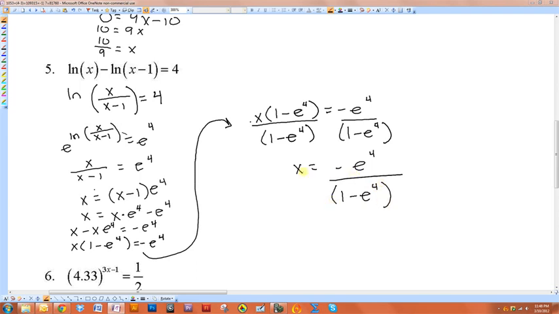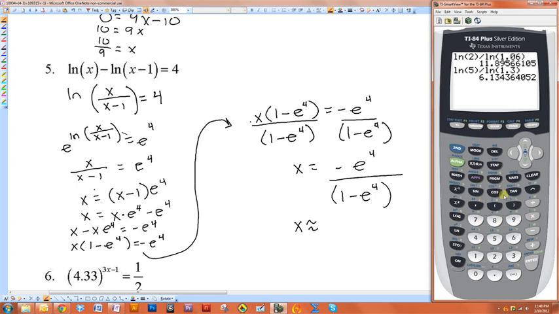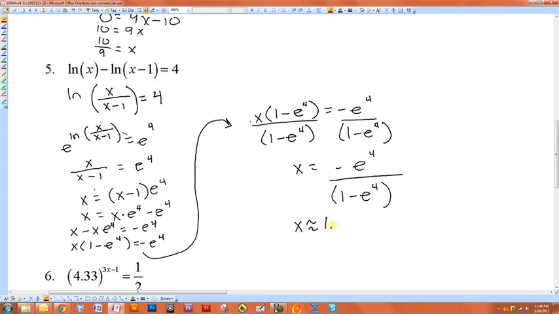Now if you want to approximate this, some students probably would have given up a while ago with using the e to the 4th notation. They would have just went ahead and found out what that was, because having the e can be confusing for some people, but I left it. So negative e to the 4th divided by 1 minus e to the 4th is approximately 1.12.